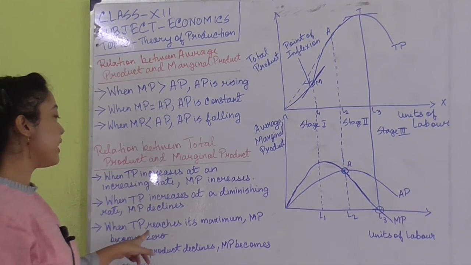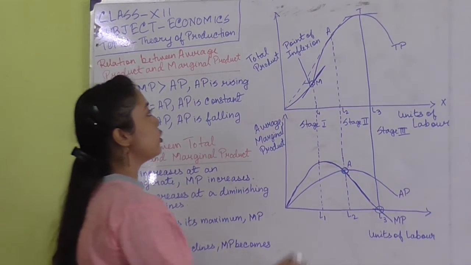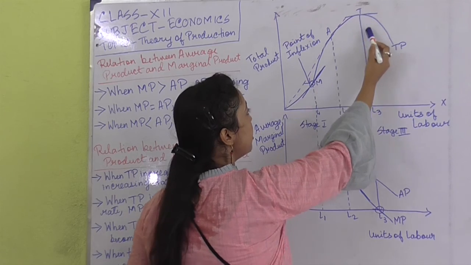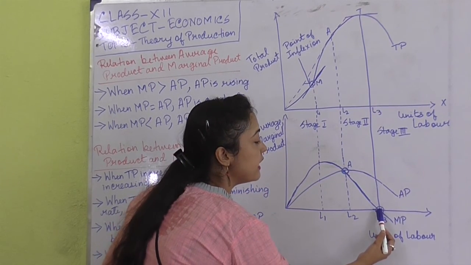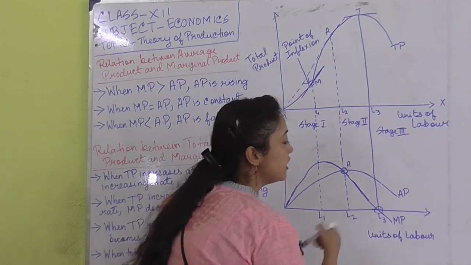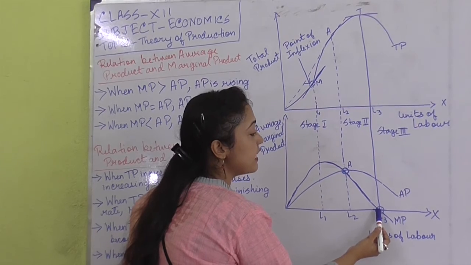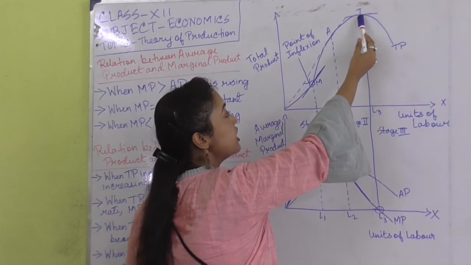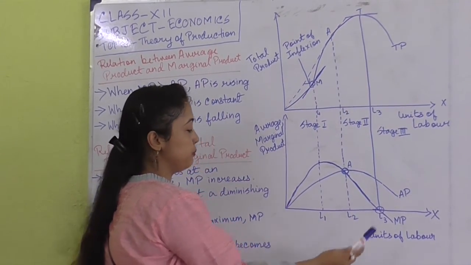Next is when total product reaches its maximum, marginal product becomes 0. So here you can see that the total product is reaching its maximum point. So at this point you can see that the marginal product is 0. That is the marginal product is just touching this x-axis. And at this x-axis the marginal product is becoming 0. So when total product is reaching its maximum point, marginal product is becoming 0.